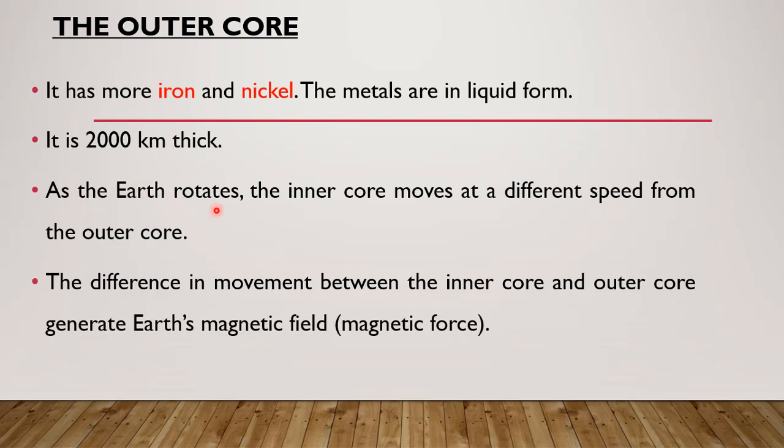As the earth rotates, the inner core moves at a different speed from the outer core. We all know that the earth rotates, and that's why we have day and night. So as it is rotating, the inner core moves at a different speed from the outer core. And the difference in movement between the inner core and the outer core generates Earth's magnetic field.